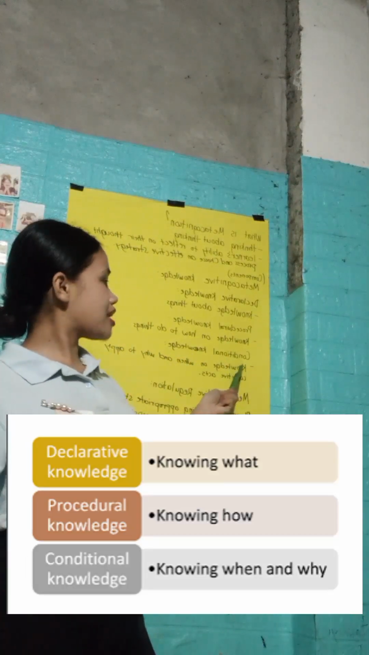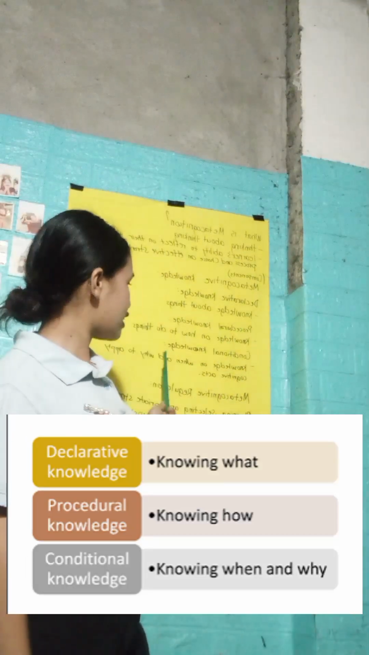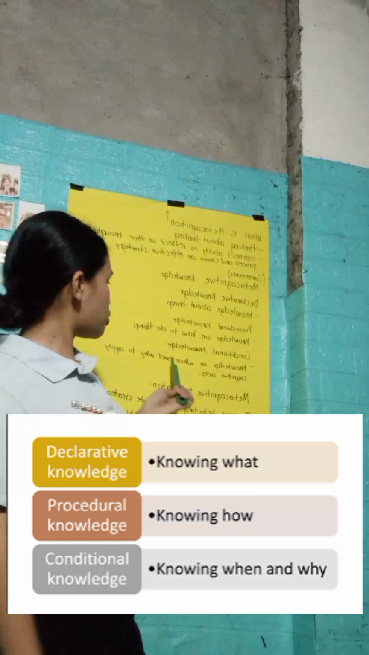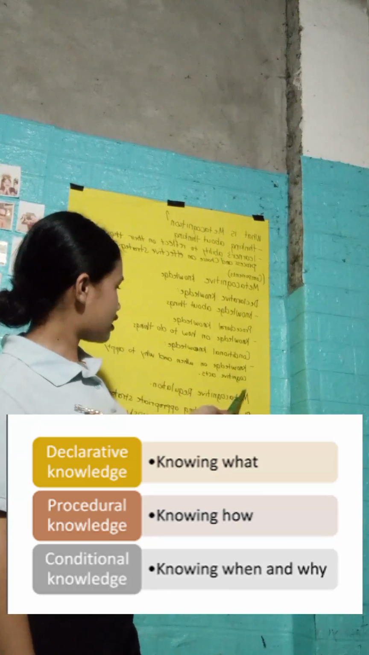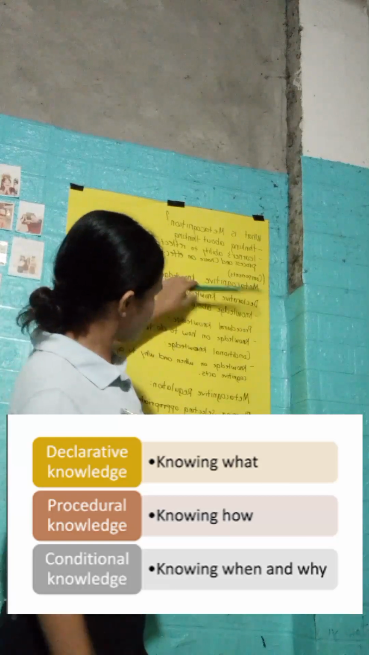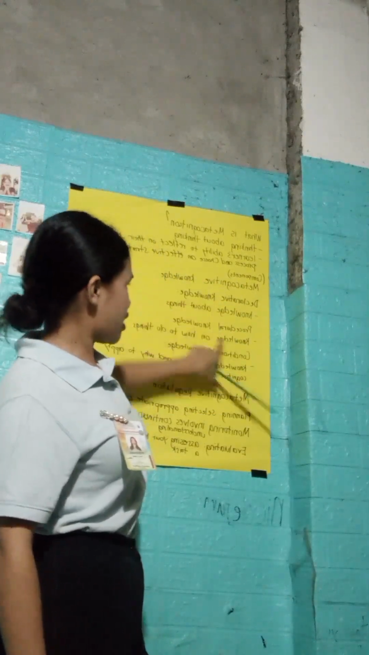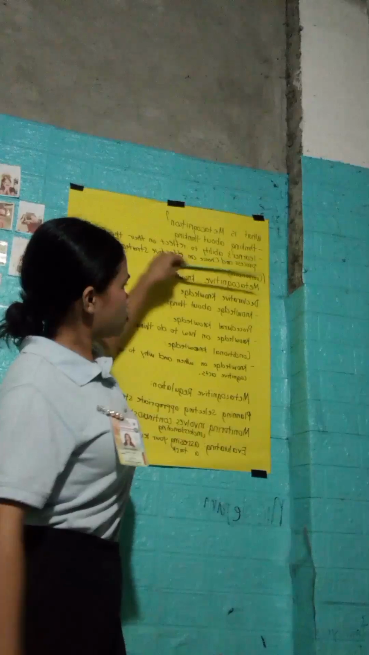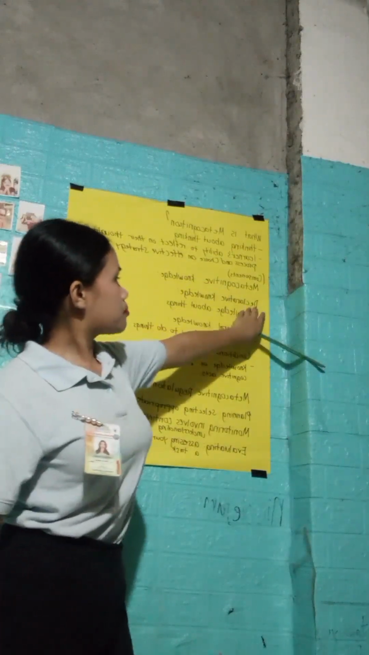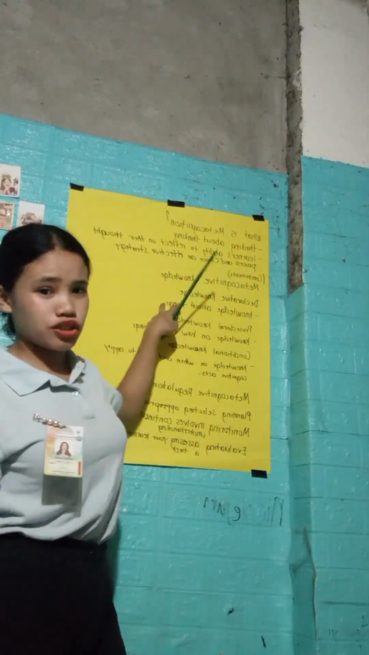And third, conditional knowledge, so knowledge on when and why to apply cognitive acts. In these three categories, we have an example. For example, you bake a cake. So you start here with declarative knowledge.